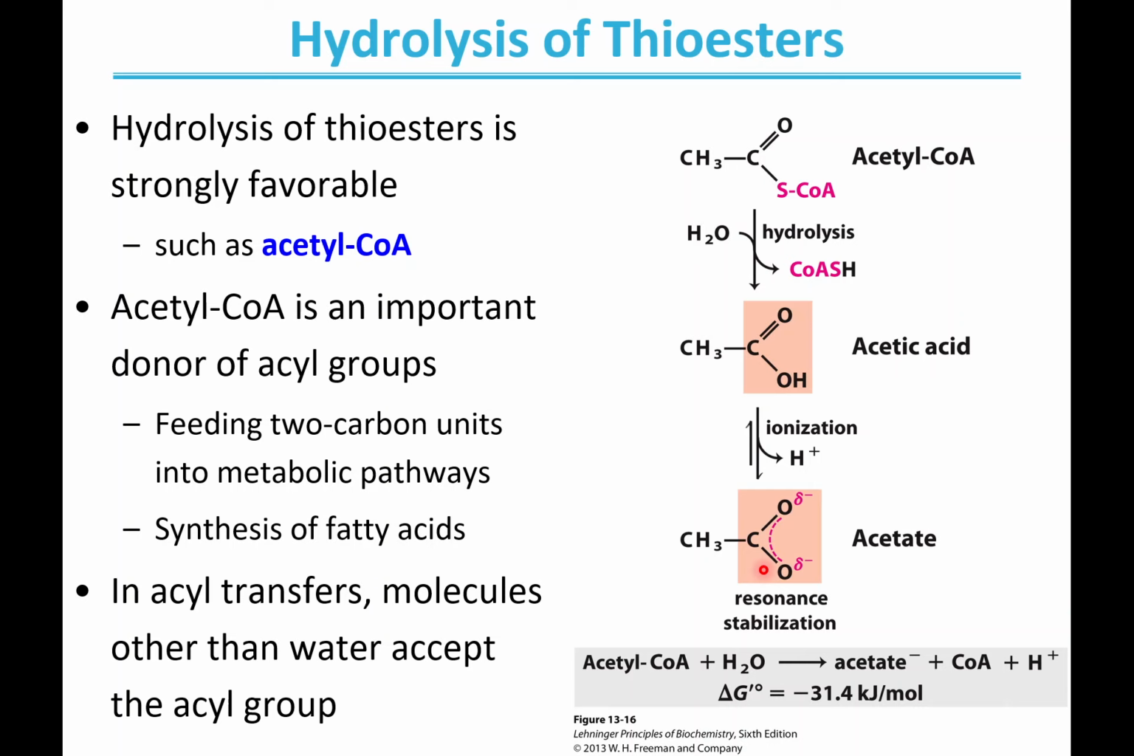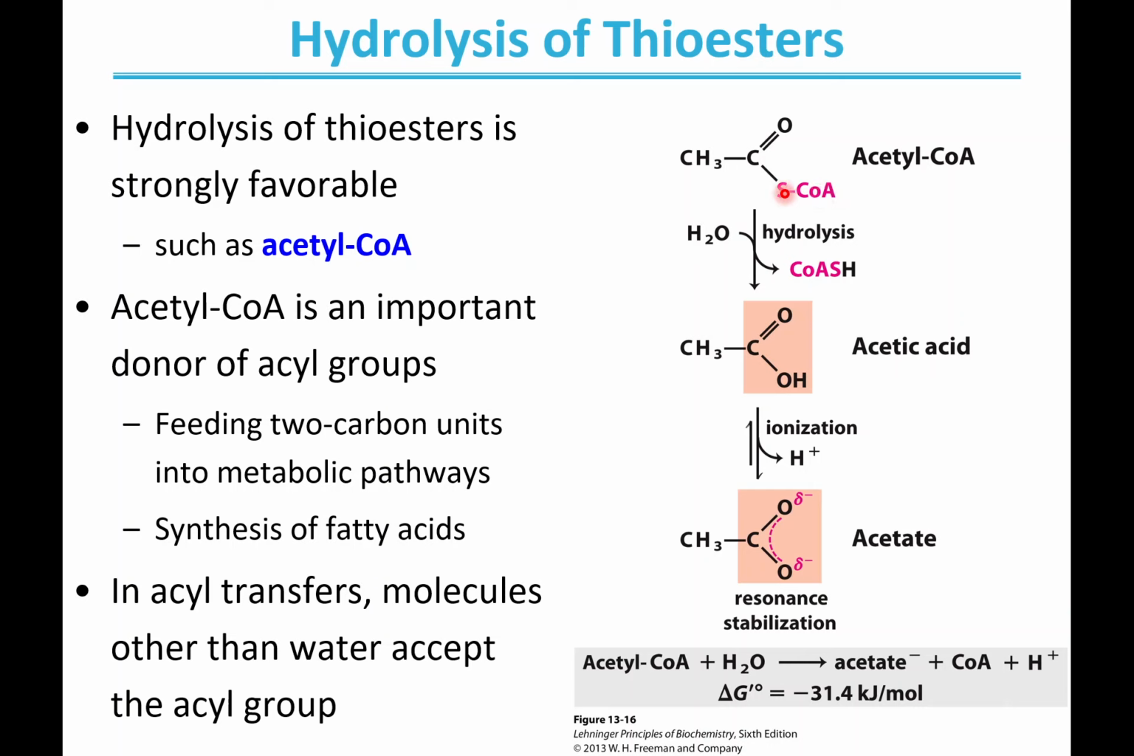Some other high energy molecules include molecules that have sulfur groups. Those are also known as thioesters. They have a sulfur group connected to a carbonyl, which would be a thioester. One of those is acetyl-CoA. CoA stands for coenzyme A, a very long molecule. Its exact structure is not important to us, so we abbreviate that as CoA, coenzyme A.